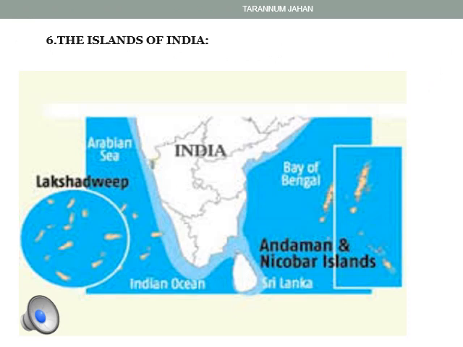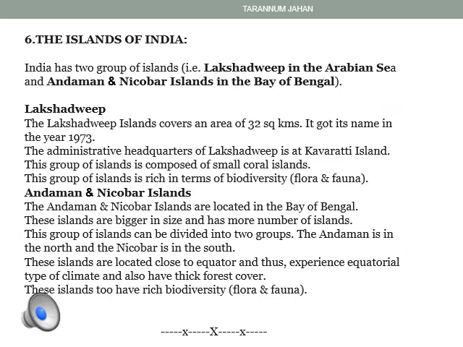Now the islands of India. India has two beautiful islands, the Lakshadweep Islands and the Andaman and Nicobar Islands. Now let's read about these two islands. So India has two groups of islands, the Lakshadweep in the Arabian Sea and the Andaman and Nicobar Islands in the Bay of Bengal.